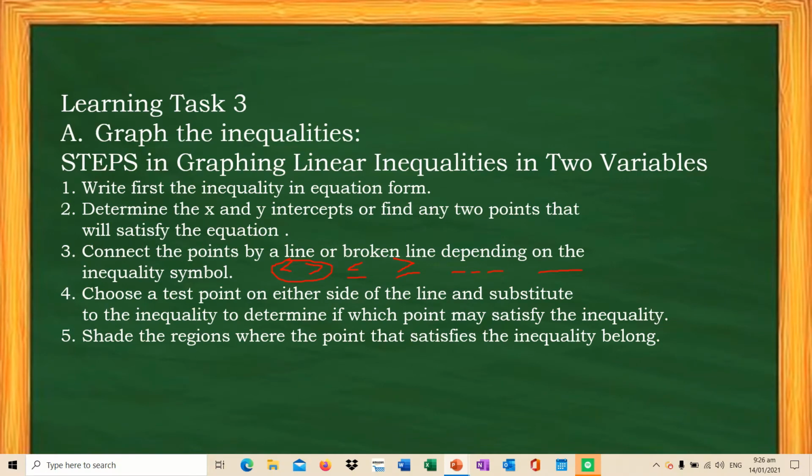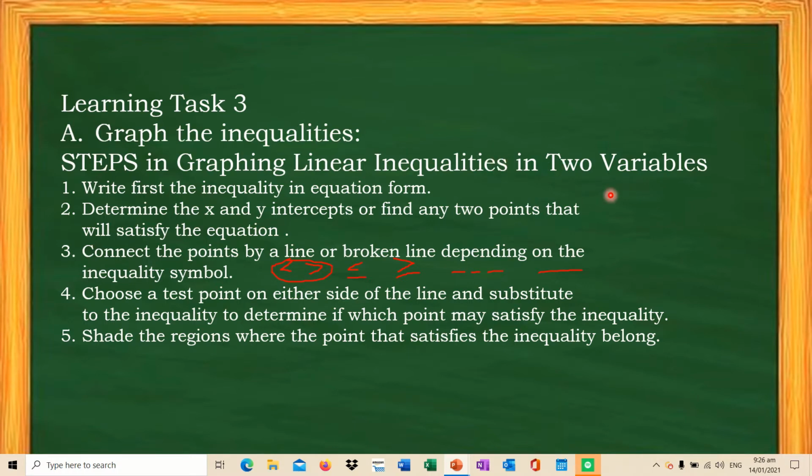So for learning task 2, task 3 for week 1, your task is to graph the inequalities. The graph of inequalities is different from the graph of the equation, since the graph of inequalities are regions. Well, for an equation, it's just a straight line. So here are the steps in graphing linear inequalities in two variables.